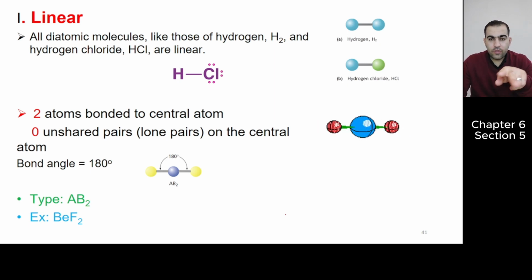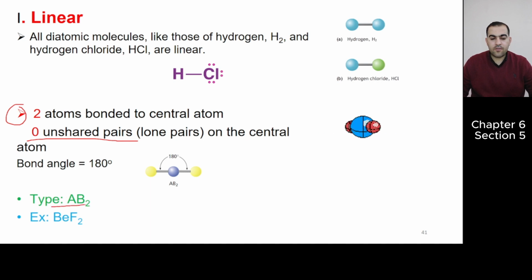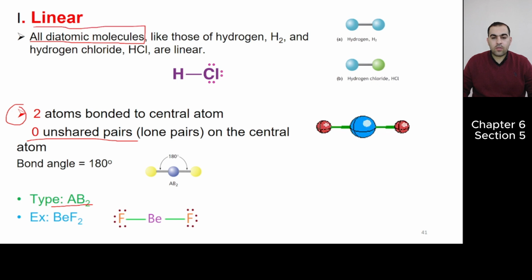Linear: 2 atoms bond to the central atom. We talked about 2 atoms bonded to the central atom, linear, 0 lone pairs. Example, the type of molecules AB2, beryllium chloride. This is a molecule. But here, guys, all diatomic molecules like H2, N2, O2, hydrogen chloride. We know diatomic molecules are molecules made of 2 atoms, same or different. They are called diatomic molecules. So they are all linear.